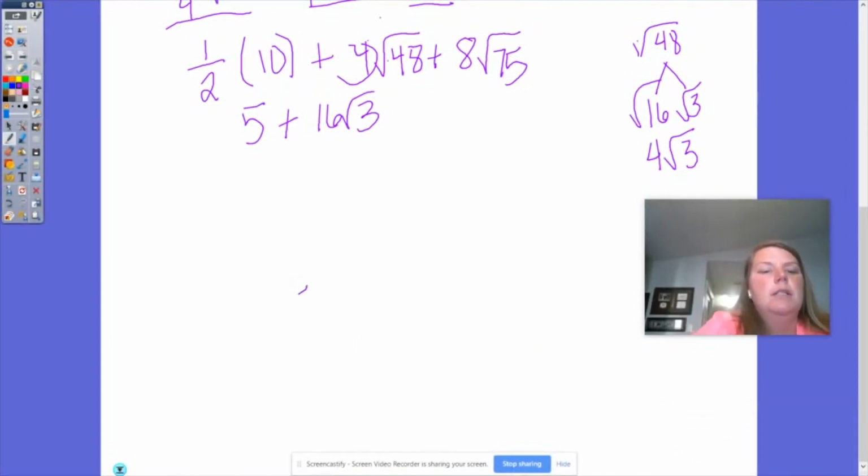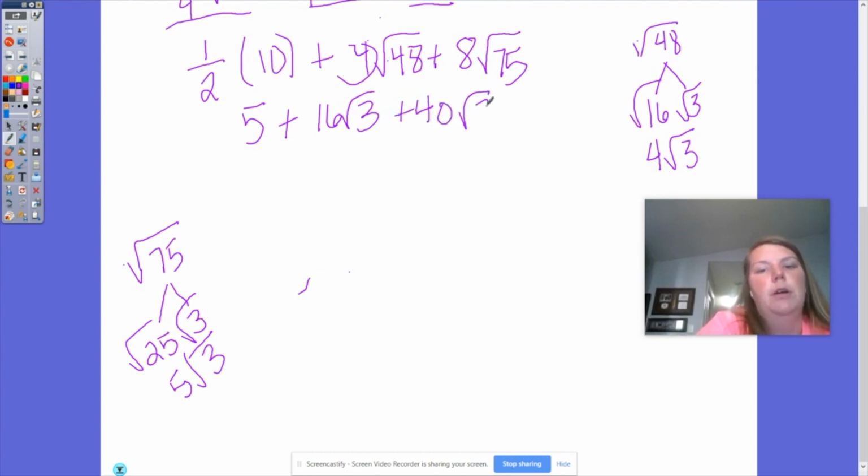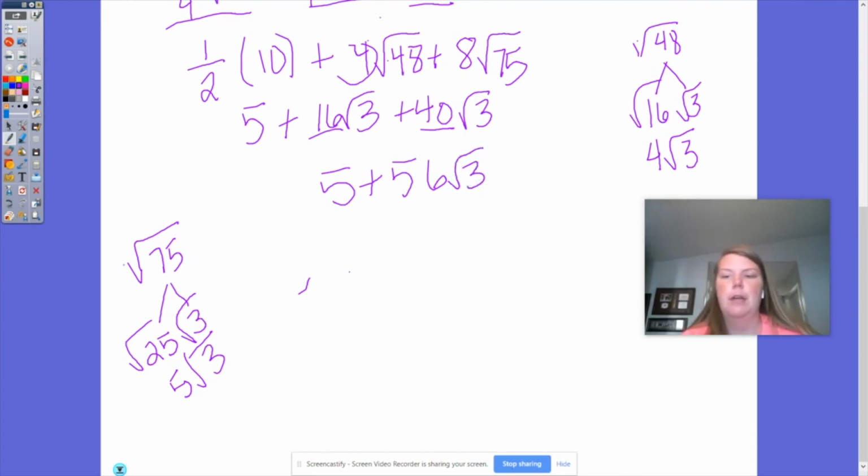And the last thing we need to simplify is the square root of 75, which simplifies into 25 times 3. And then if we take the square root of each of those, we get 5 times the square root of 3. But remember that we got to multiply 5 times that 8. So that would actually give me 40 times the square root of 3. And then the very last thing we can do is add those coefficients that go with the square root of 3. So we have 5 plus 16 plus 40 is 56 times the square root of 3.